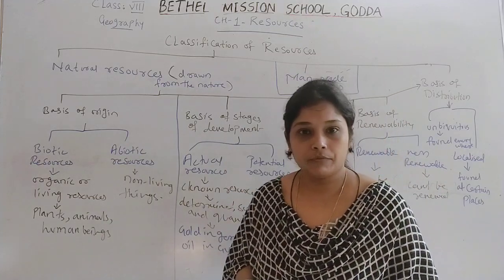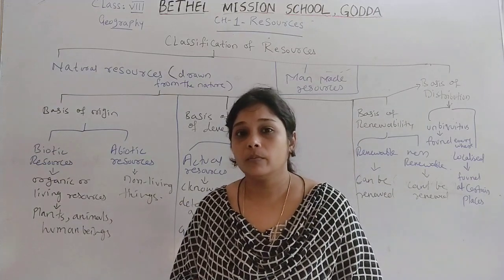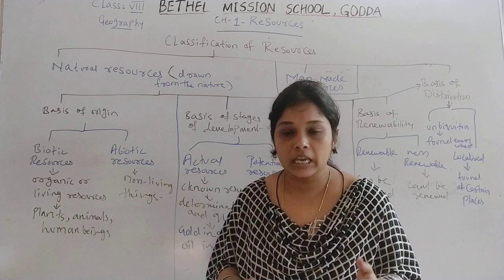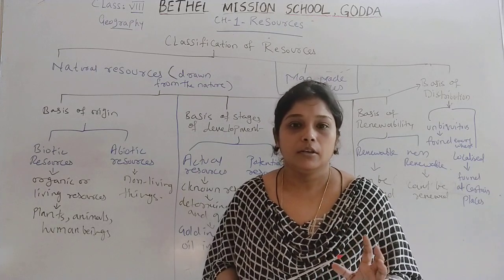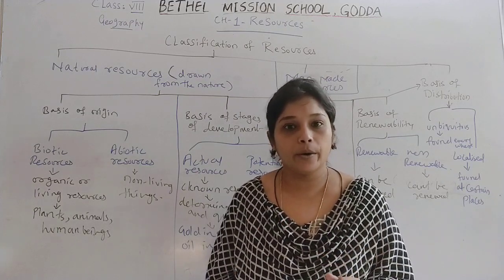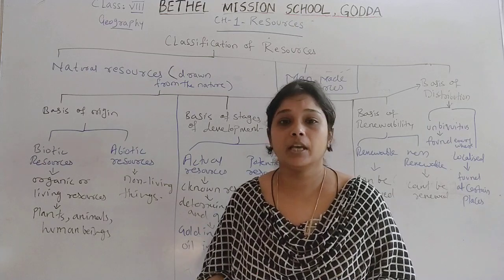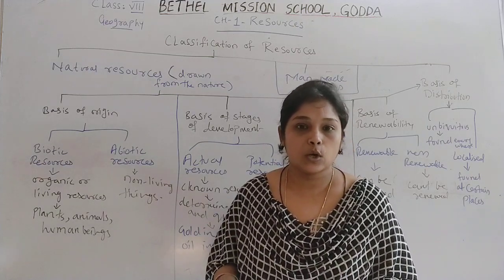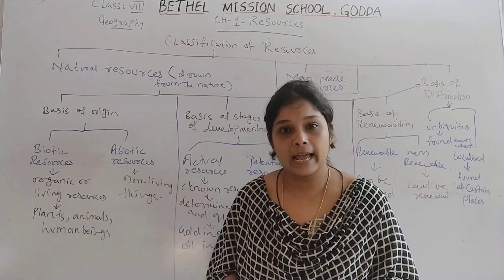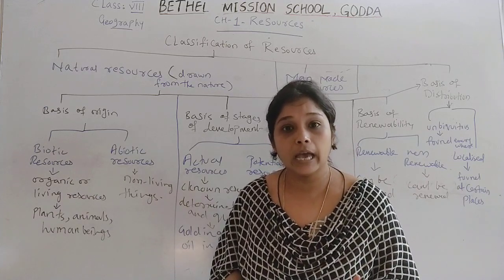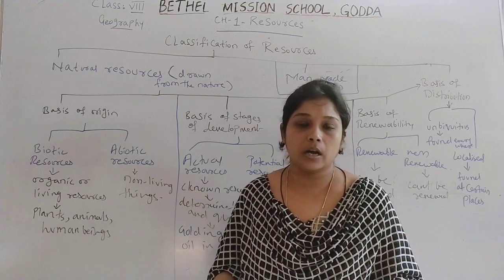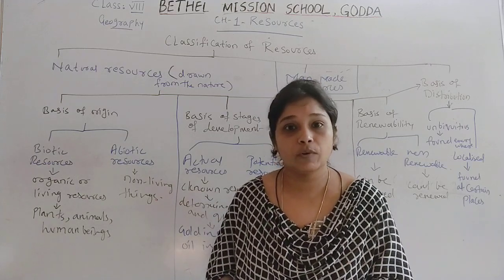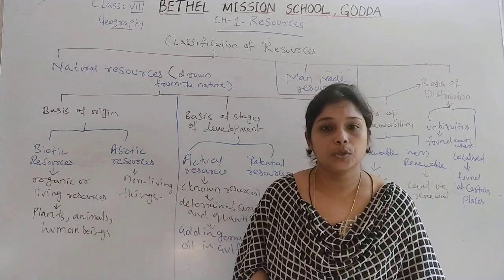In our last video we have seen the meaning of resources. We have seen that resources means everything or anything which is available in our environment which is having a capacity to satisfy human needs. They are called resources, like land, soil, water, air, all these things around us. They are having a capacity to satisfy our needs. That is why they are termed as resources.